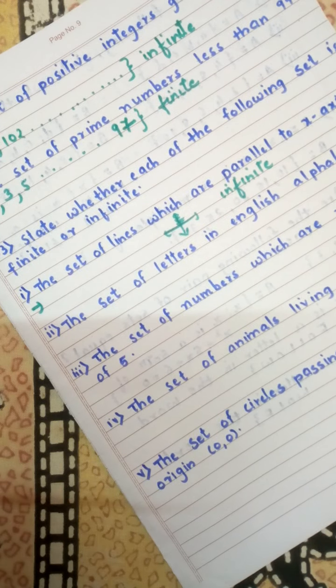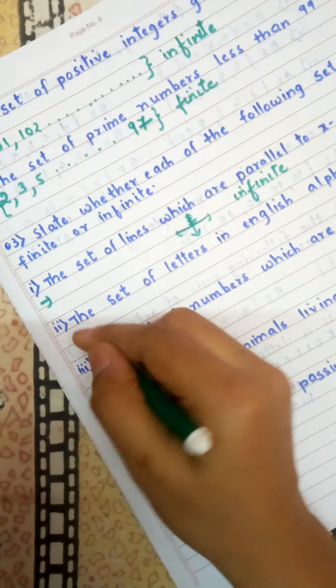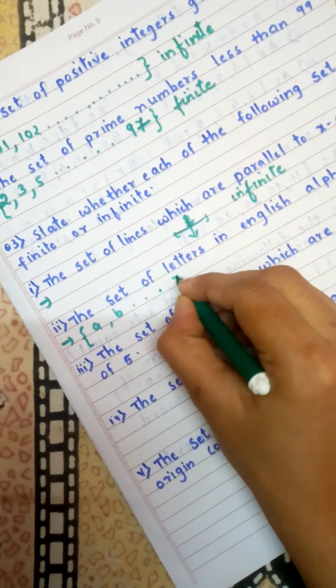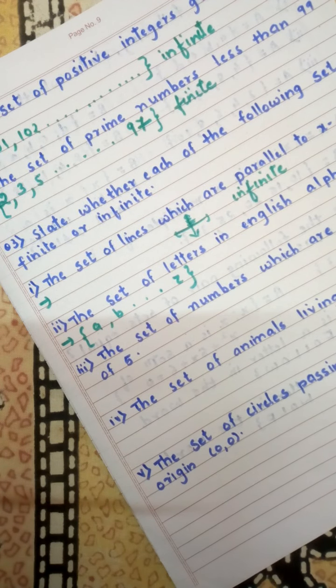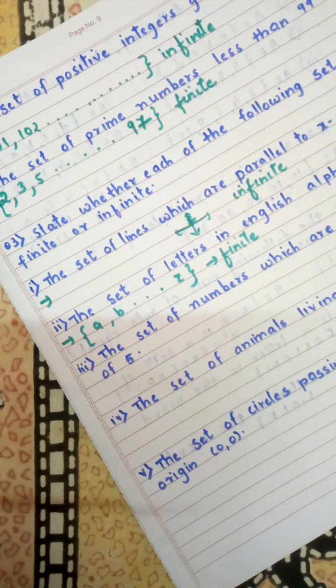Now moving to the next question, the set of letters in the English alphabet. This is also a finite set because we know that A, B up to Z are the set of letters in the English alphabet. So this is a finite set.